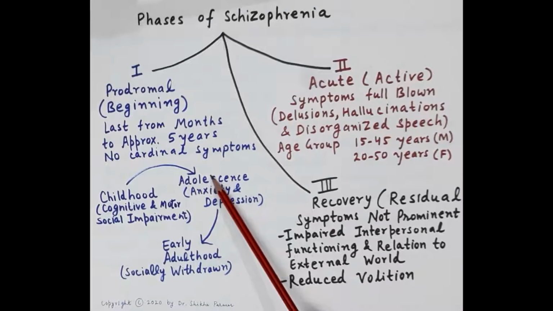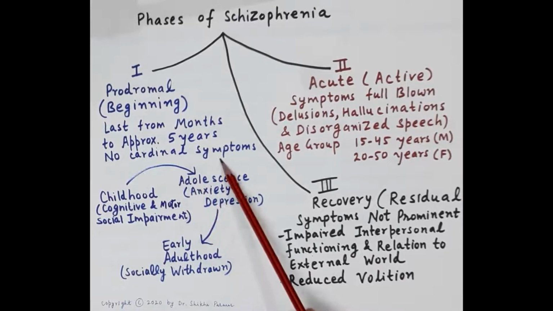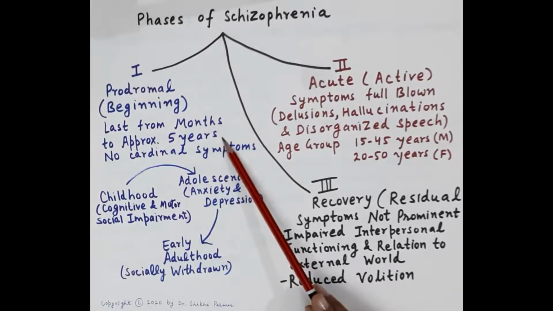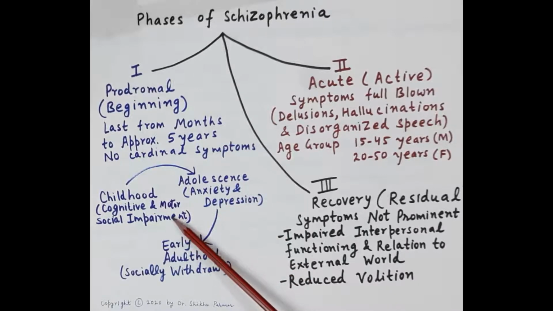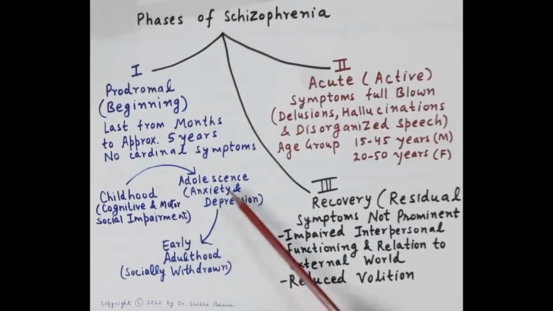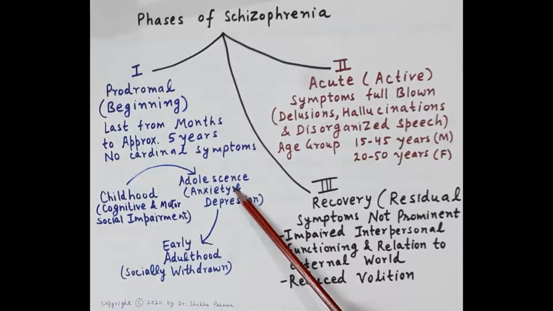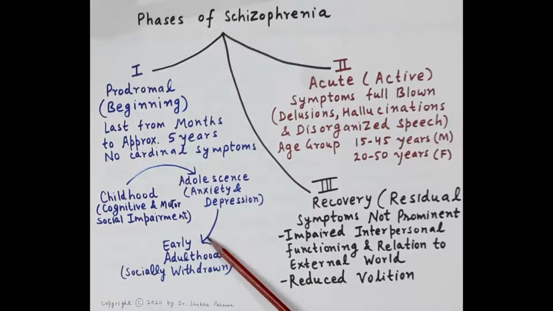Now first we'll talk about the prodromal phase. This prodromal phase is the beginning phase. Here no cardinal symptoms are seen. Non-psychotic symptoms are however observed. This phase may last from months to about 5 years, and childhood signs could be cognitive, motor and social impairment. As the individual reaches adolescence, anxiety and depressive symptoms are seen. At early adulthood, the individual becomes socially withdrawn.